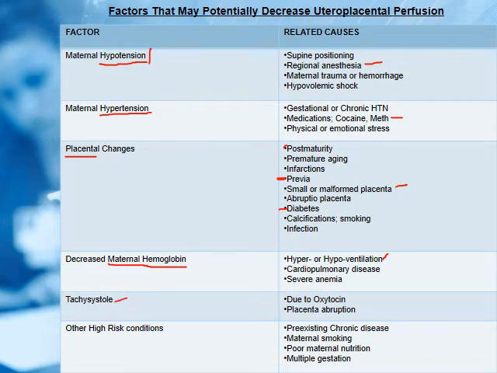Tachysystole, as you've just learned, is contracting every minute and not getting enough time to relax, and that may be due to too much oxytocin. She's maybe doing it in her own body, putting out too much oxytocin, or it could be our own pitocin. We need to back off on what we're doing with our pitocin. And of course, that placental abruption can happen as a result of this uterus contracting too much. There are some other high-risk conditions, but just remember, anything that's going to affect the mom's ability to have good blood flow and oxygen is going to affect the fetus.